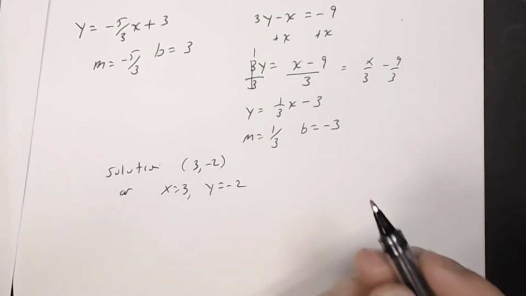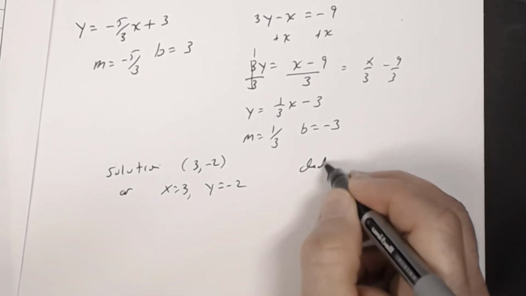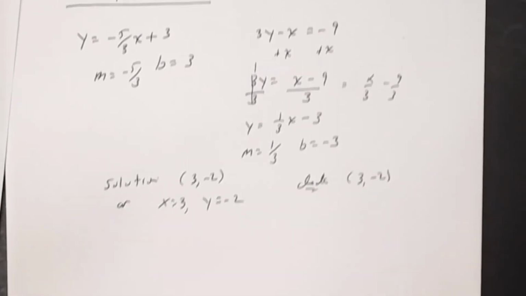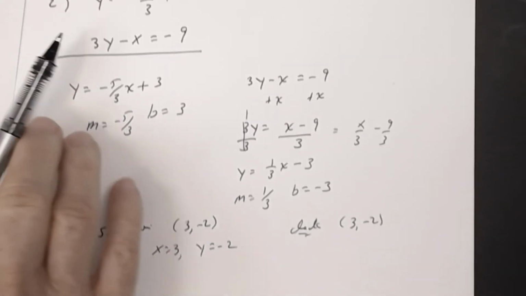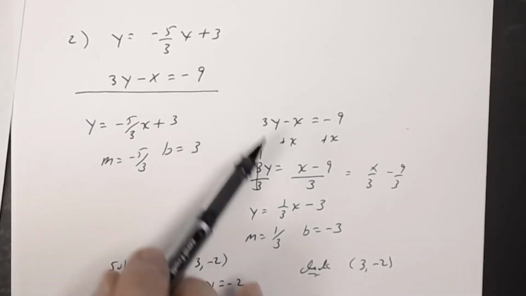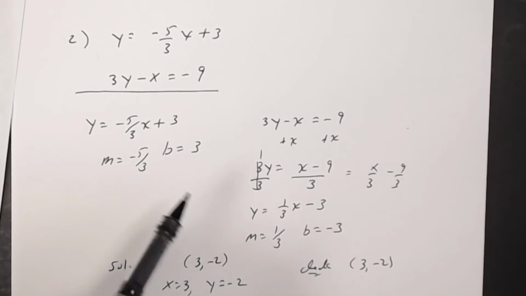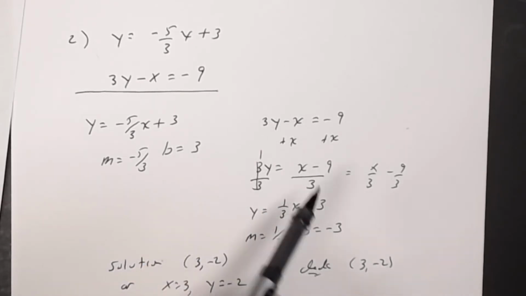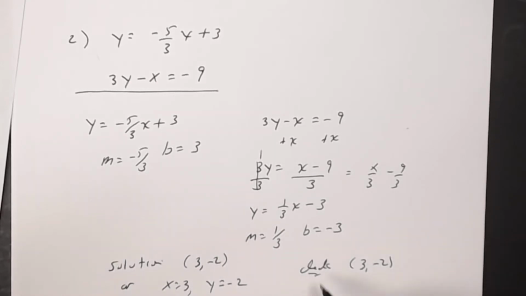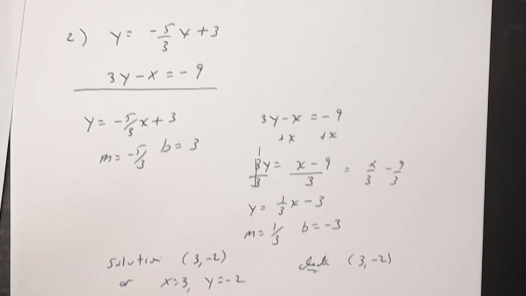All right, and let's just check this. Let's check to make sure that this actually works. Let's see if 3, negative 2 is a solution. So you go back to your original system, the original equations, because you could have messed up somewhere around this process when you got y by itself. So always go back to the original. That point right here better satisfy both equations.